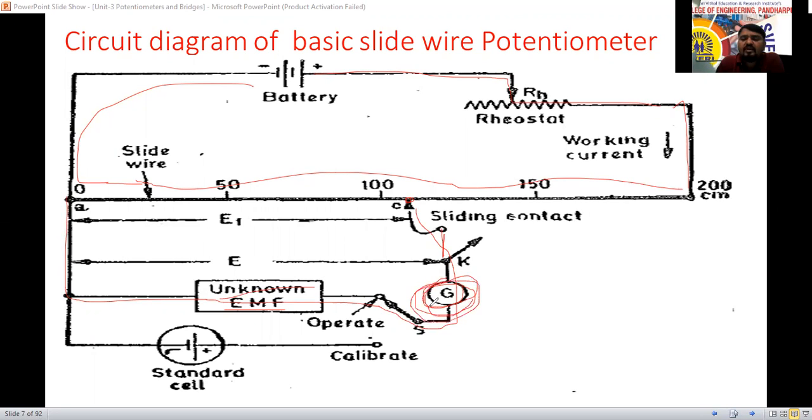We call it a null detector. The galvanometer should detect null; it should not detect any values. On that condition, the unknown EMF we can measure. We can note down that value.